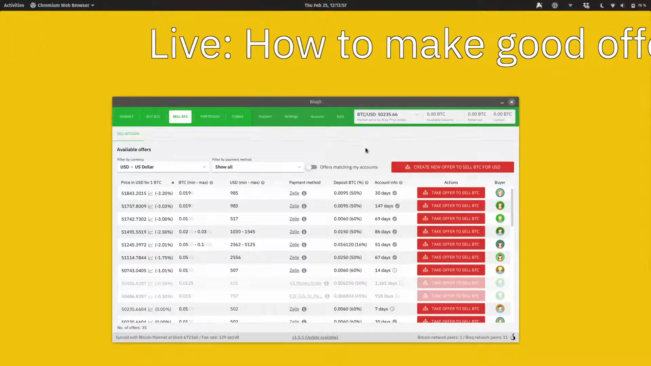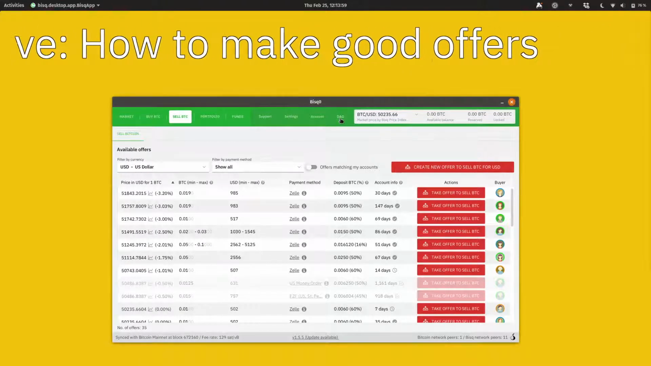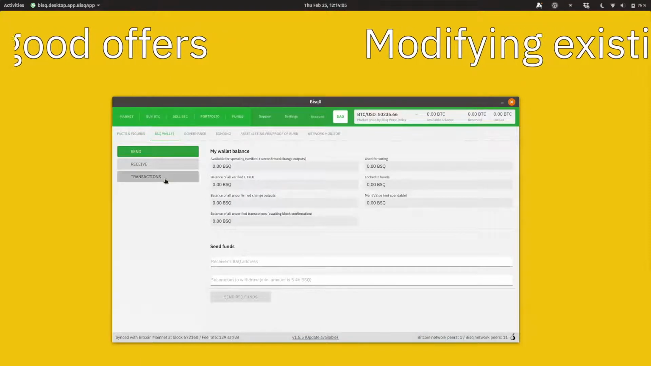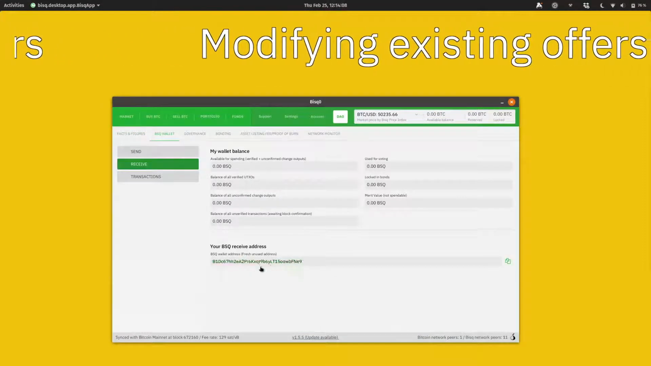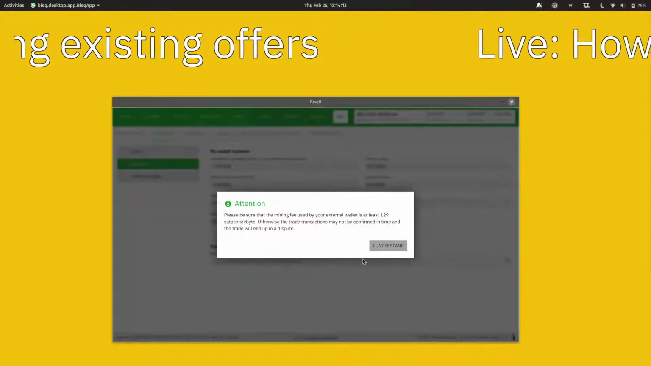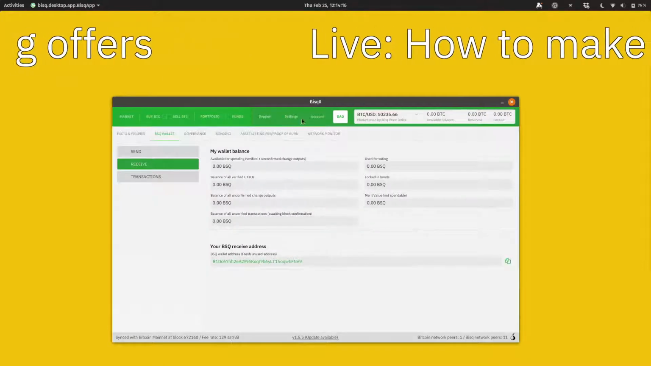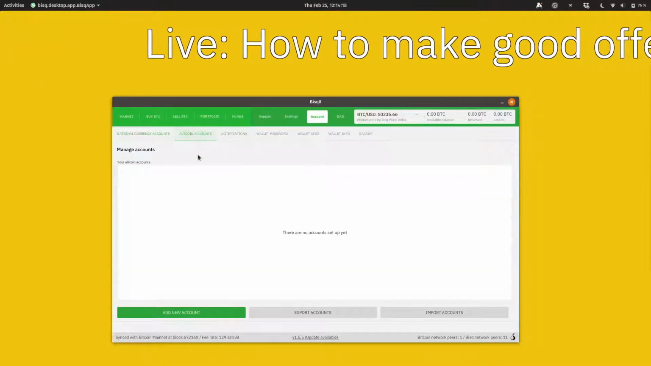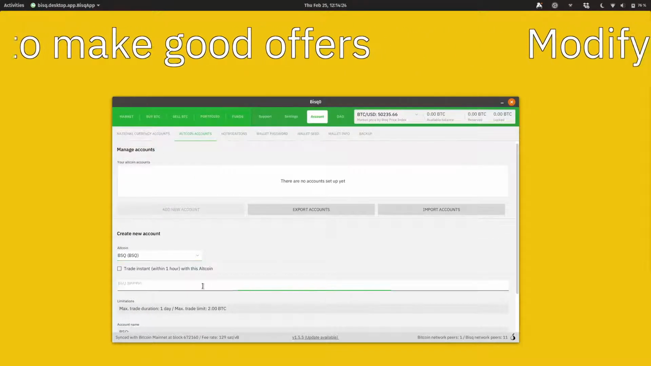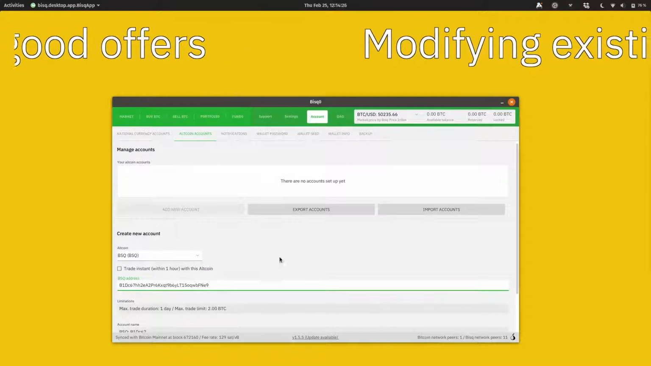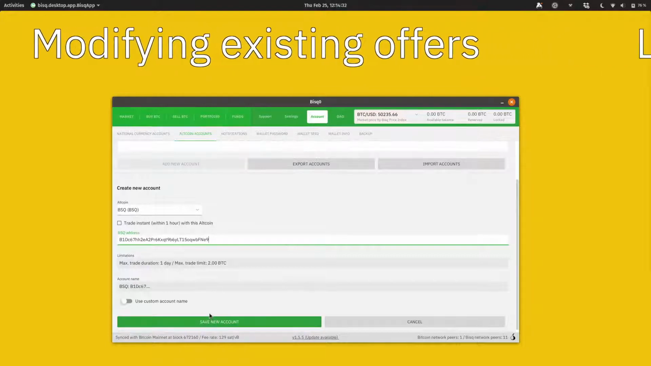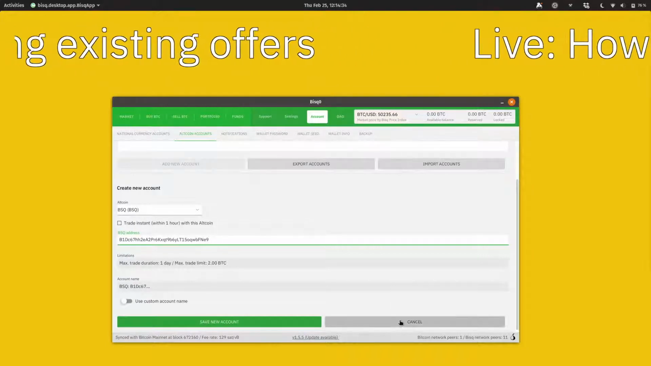So if you go to, I guess I can show you since I'm here, you go to DAO and Bsq wallet and receive, and here you'll see a Bsq receive address. You'll take this address and set up your Bsq account. Okay, so you'll search for Bsq and paste that address in from the other screen, and then that's it, just save new account.